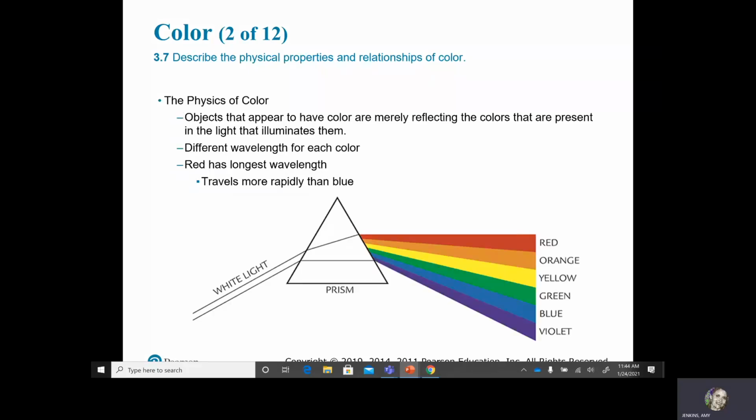The physics of color. Objects that appear to have color are merely reflecting the colors that are present in the light that illuminates them. Different wavelength for each color. Red has the longest wavelength. It travels more rapidly than blue, which is a shorter wavelength. White light going through a prism creates the spectrum of color, which we know as Roy G. Biv.